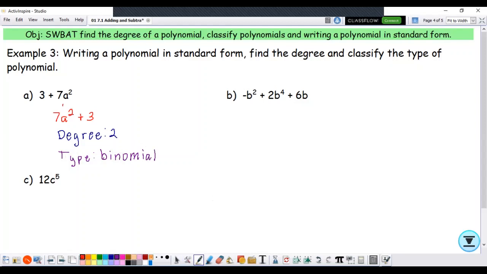Example B, the term with the largest exponent is 2b to the 4th. The next largest exponent is the 2, so minus b squared. And then we have 6b. It has a degree of 4. And this polynomial has 3 terms, so it is called a trinomial.